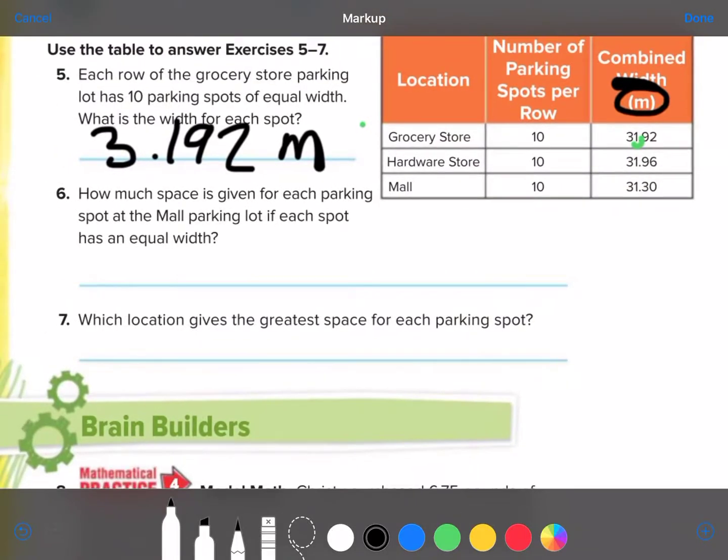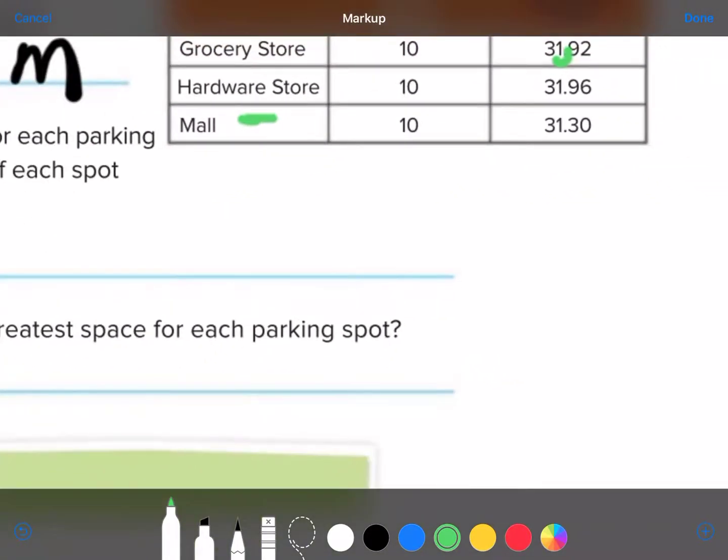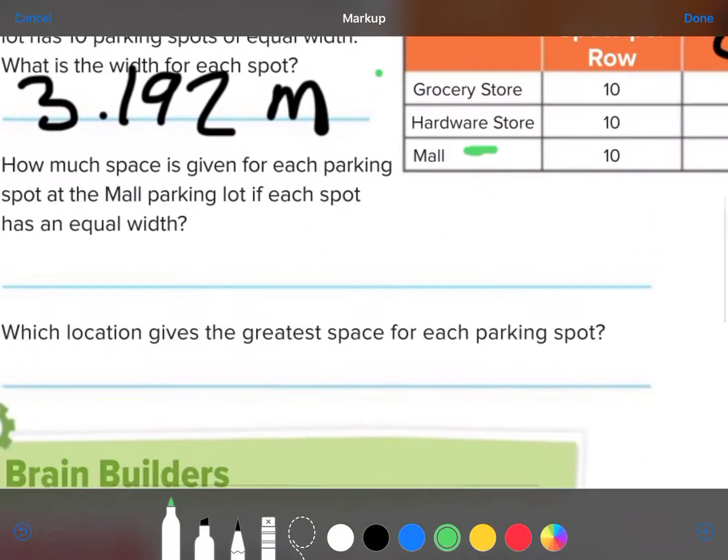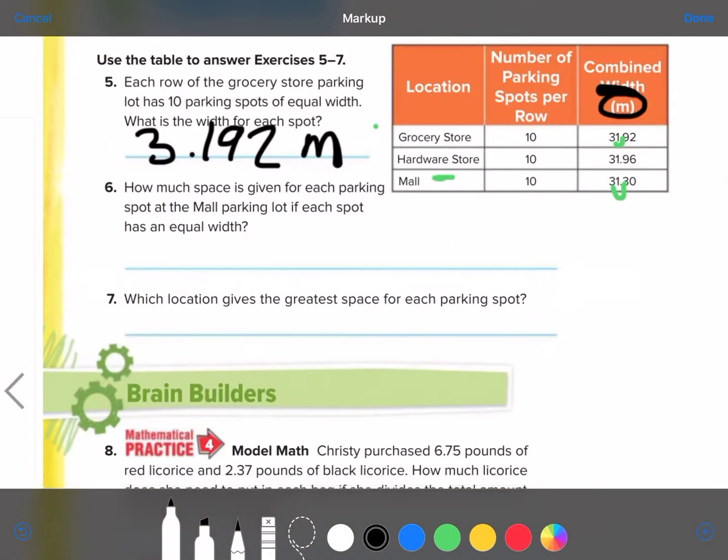Number 6, how much space is given for each parking spot of the mall parking lot if each spot has an equal width? Okay, now we are talking about the mall right here. And they're wanting us to divide it as well. So 31.30 divided by 10 means that decimal goes over 1 spot. So then our answer is going to be 3.13 meters.